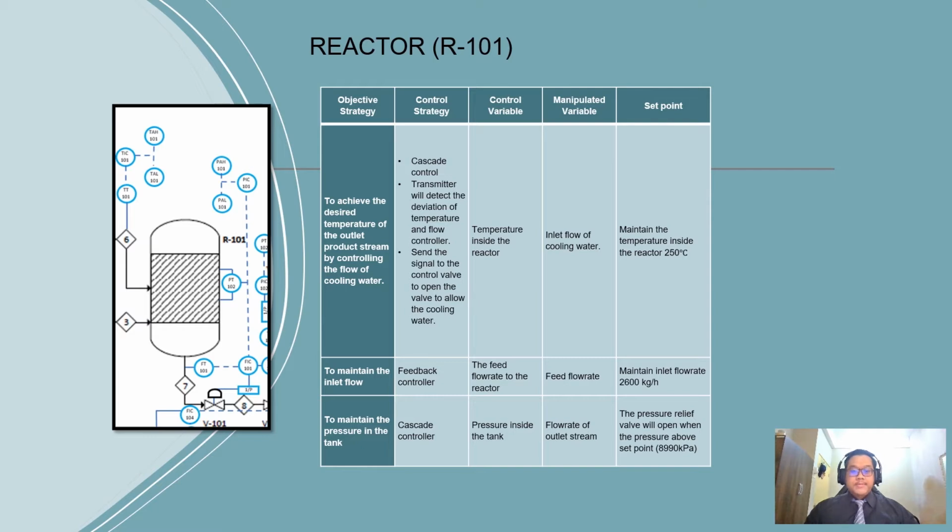And the last objective is to maintain the pressure in the tank. We use cascade control as our control strategy for this objective.